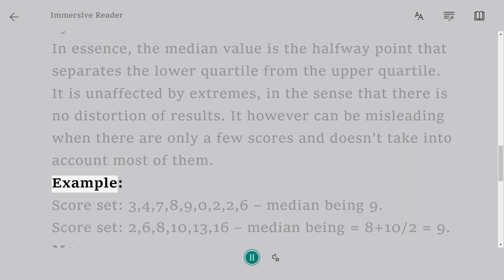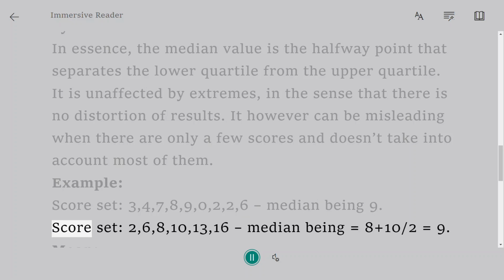Example: score set 3 4 7 8 9 0 2 2 6, median being 9. Score set 2 6 8 10 13 16, median being 8 plus 10 divided by 2, is equal to 9.